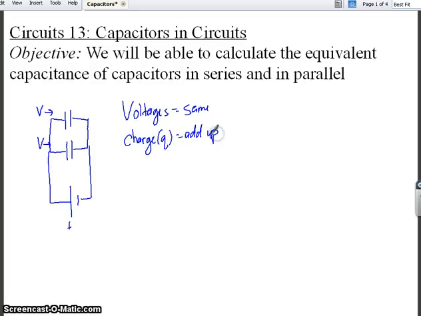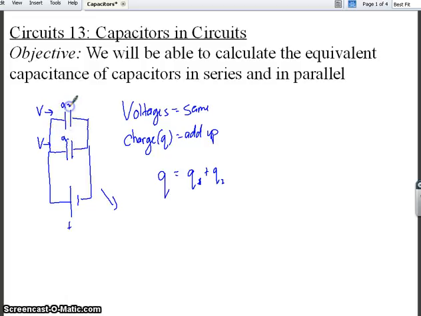So this capacitor will store a certain amount of charge. This capacitor will store a certain amount of charge. So the total amount of charge is going to be the sum of both of these. And let me show you why. So we're saying that Q is equal to Q1 plus Q2, as in the charge on this plate plus the charge on this plate.